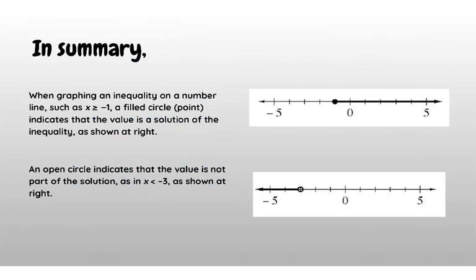So in summary, when I'm graphing an inequality on a number line, such as this one right here, which is x is greater than or equal to negative 1, we have a closed circle because it is greater than or equal to, and it goes to the right. Less than would be an open circle and to the left.